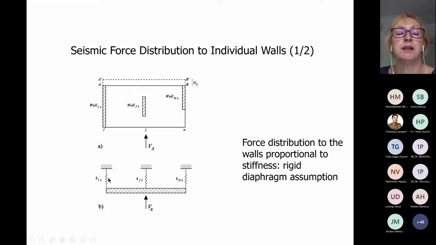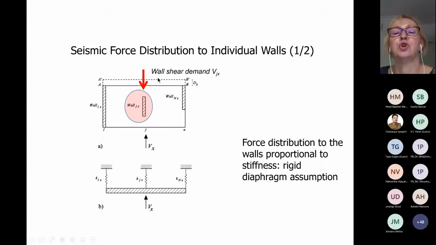This one will have the largest stiffness and will take the largest portion of this force Vx. The wall in the middle, J, will be maybe the smallest, but anyway, our goal is to find the force in each and every wall, and that is the wall shear demand. So wall shear force, or wall shear demand, is the demand or force due to seismic loading.